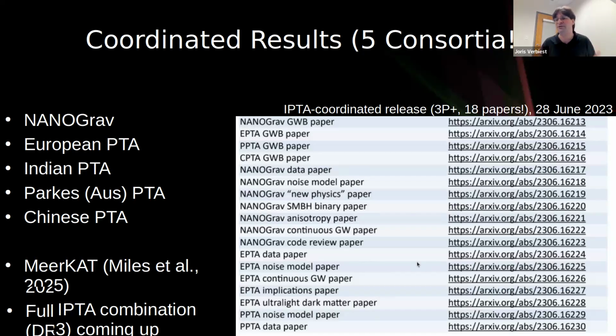And now we saw that everyone sees the correlations. We're all just below the 5 sigma level. We decided to do the next obvious thing, that is to pull it all together and to make one joint global analysis. And so that's the full IPTA combination, which we call DR3, the 3rd IPTA data release. And that's coming up now within the next half year to a year.